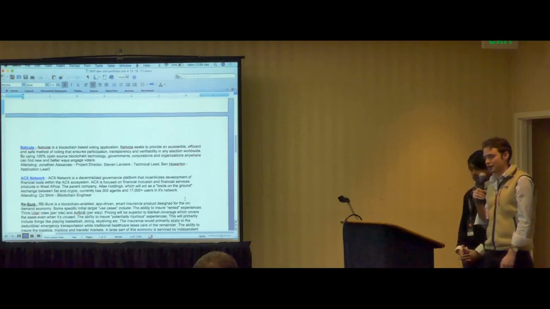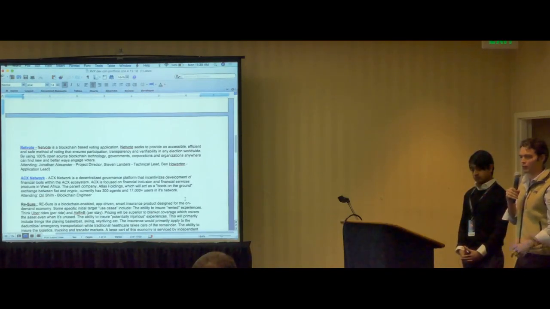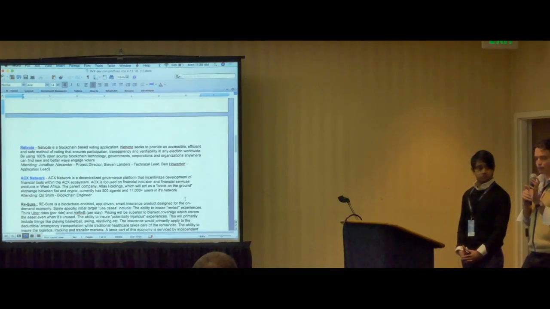And last is ACX Network, which is another decentralized governance platform that looks at building financial inclusion solutions in West Africa specifically. So they right now have a network of money transfer agents of about 300 agents and 17,000 customers. And they'll be implementing RChain as a governance mechanism and a way that their token can move around and interact with people there.